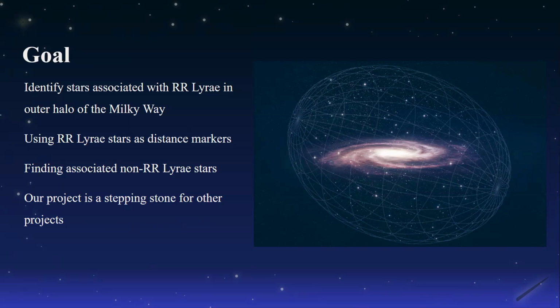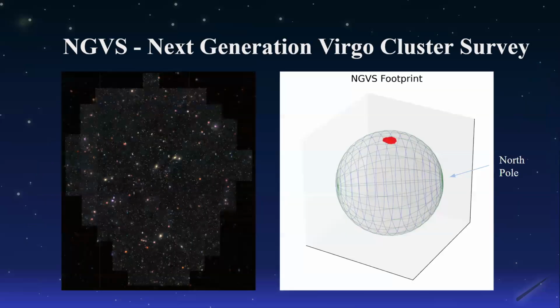So why exactly are we doing this? Well, if we find stars associated with these new RR Lyrae, then we can better understand the geometry and extent of the Milky Way halo. This is a stepping stone for other research to build upon, studying things like dark matter, galaxy formation, or galactic cannibalism.